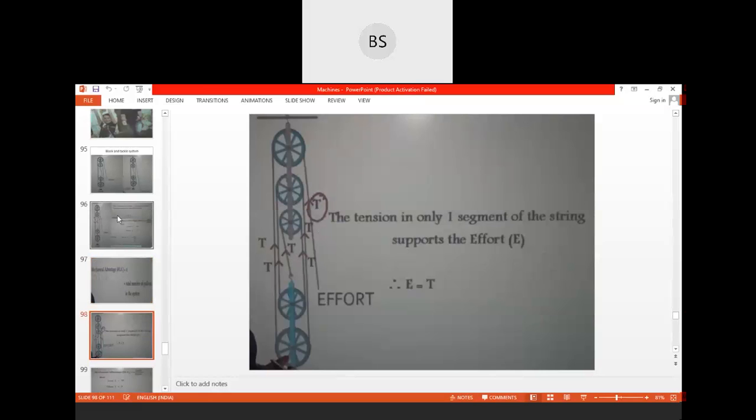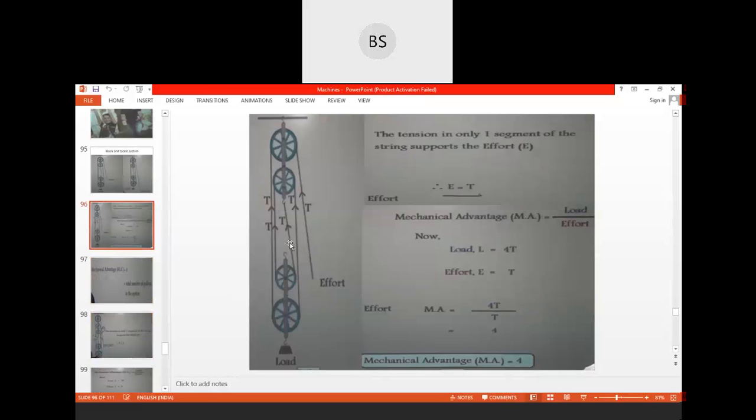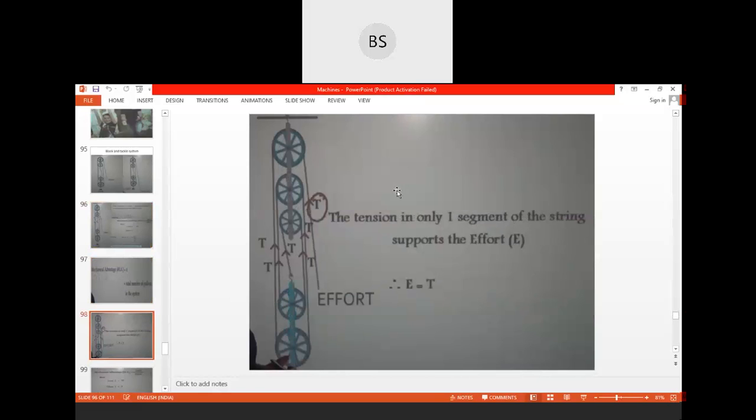Okay. So the next one, when the pulleys are odd. When the number of pulleys, we have taken even number 4, we got this mechanical advantage. Now let us find out when the number of pulleys is an odd number. Now like 1, 2, 3, 4, 5. 5 pulleys we have. So let us find out what will be the mechanical advantage when there are 5 pulleys.